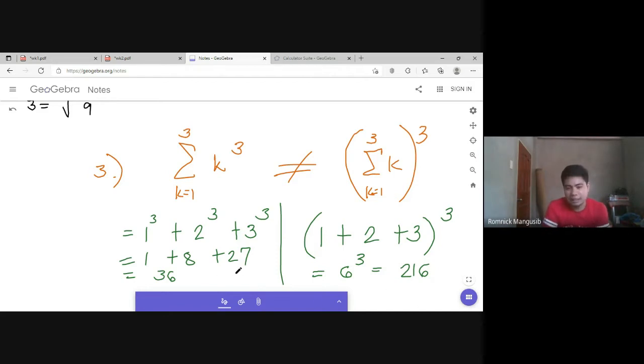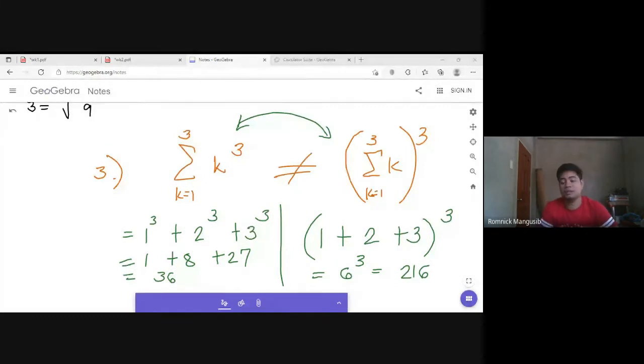And certainly, class, certainly they're not the same. Ang clue lang naman dito, kung magkaiba ang pagkakasulat, magkaiba talaga sila. That is how sensitive summation notation is. When they are not written the same, then they are not equal. Definitely.